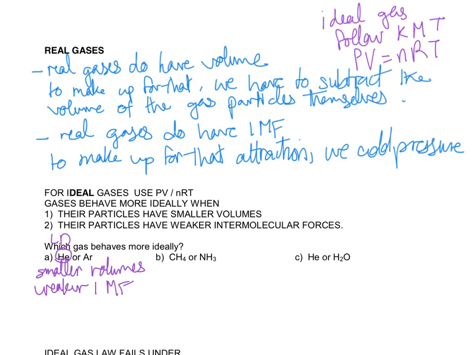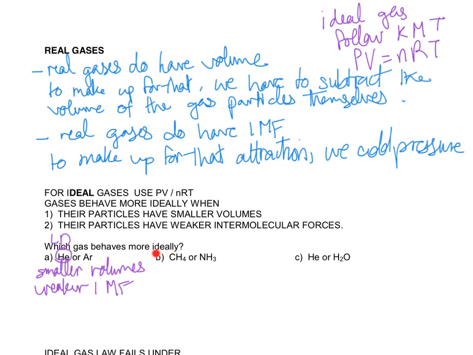However, with London dispersion, the more electrons, the more the dispersion, meaning the stronger the attraction. And so helium, because it has fewer electrons, has weaker attractions between its atoms, versus argon has more dispersion because it has more electrons, so stronger attraction. And so helium is smaller in volume and weaker in its attraction or intermolecular forces, which makes helium more ideal.